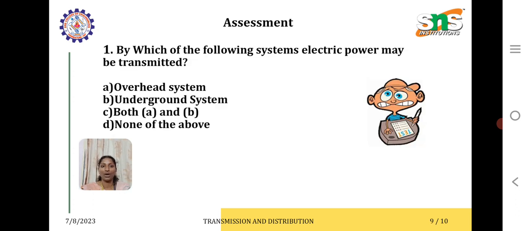Okay, now we have come to an end of the session. We'll have an assessment. By which of the following systems may electric power be transmitted: overhead system, underground system, both A and B, or none of the above? So what will be the answer? Is there any guess? Yes, the option is C. So both ways the electric power can be transmitted, either overhead or underground system.